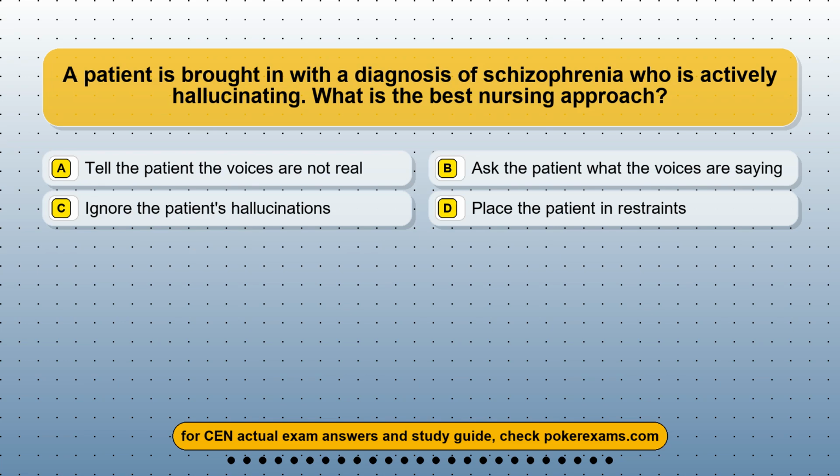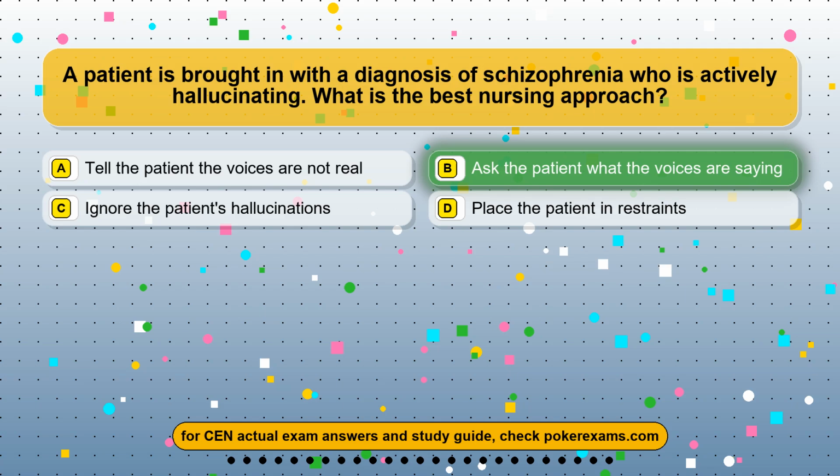Question 9. A patient is brought in with a diagnosis of schizophrenia who is actively hallucinating. What is the best nursing approach? Option A, tell the patient the voices are not real. Option B, ask the patient what the voices are saying. Option C, ignore the patient's hallucinations. Option D, place the patient in restraints.